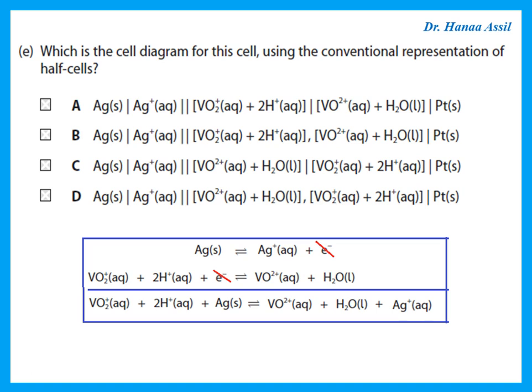So what did we have? We have these equations, the VO2+ plus 2H+, changing to VO2+ plus water liquid. And remember, when the electrolyte has two solutions, like these vanadium compounds, then the electrode has to be a platinum electrode. So B is our correct conventional representation of the half cells.